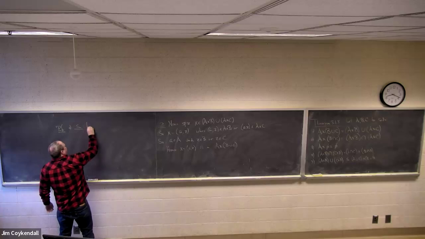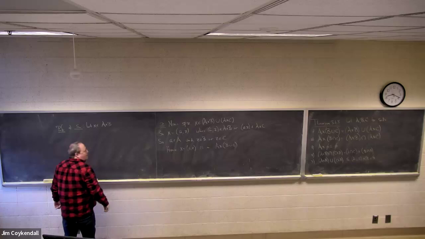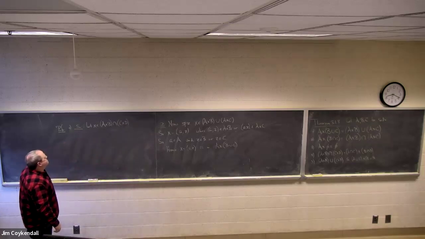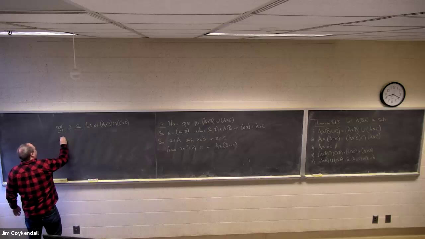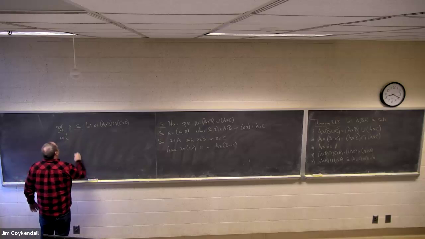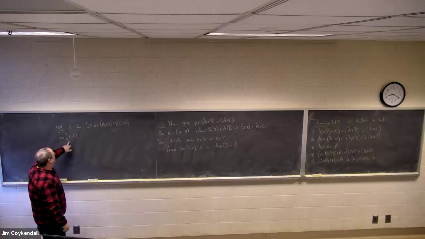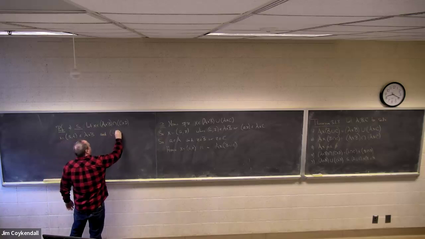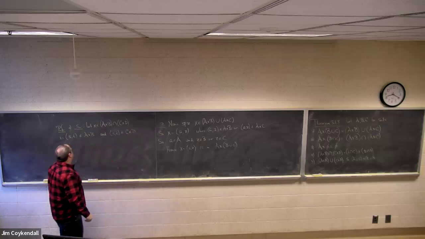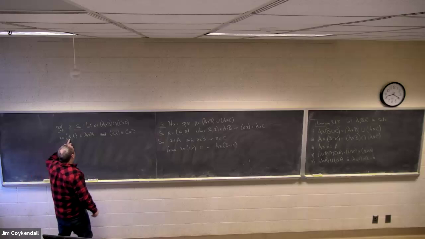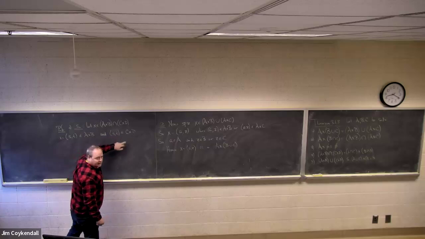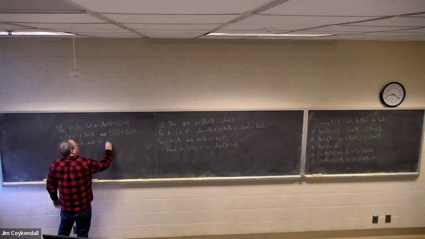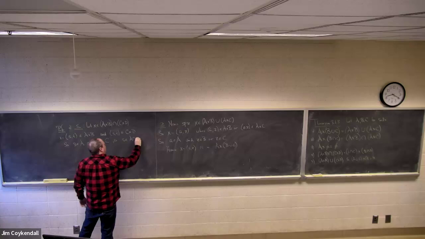Let X be in A cross B intersect C cross D. So what does this mean? Well, this means that X is equal to (s, t), and this is in A cross B, and this pair (s, t) is in C cross D. So let's look at the first coordinate. It has to be in A, and it has to be in C. Do I agree with that?